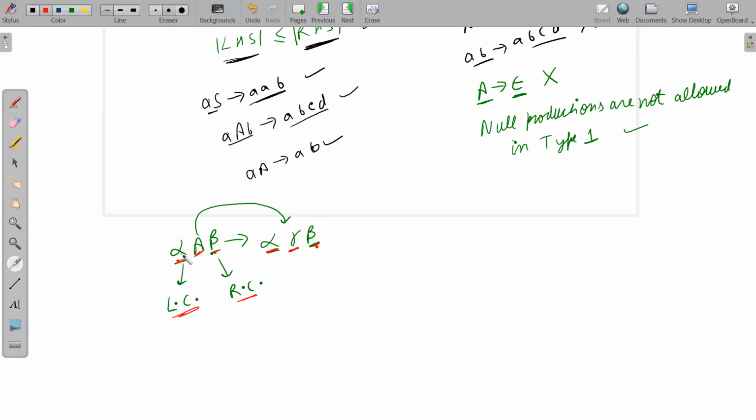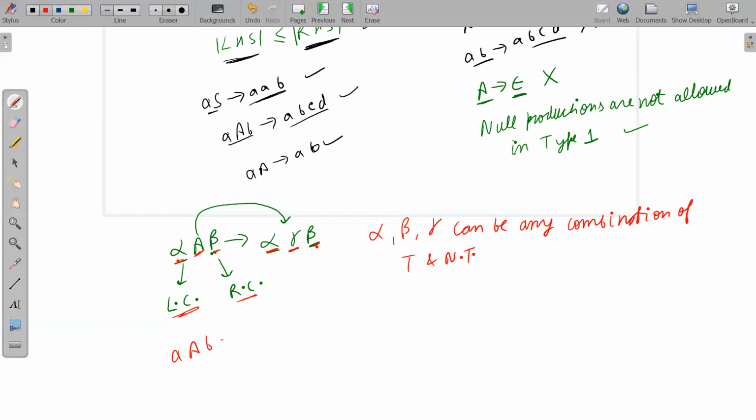Now the next question arises: what are these alpha, beta, and gamma? A is a non-terminal. You can easily guess this is a non-terminal A. What are alpha, beta, and gamma? These are any combination of terminals as well as non-terminals. So alpha, beta, gamma can be anything. Properly we should write any combination of terminal and non-terminal.